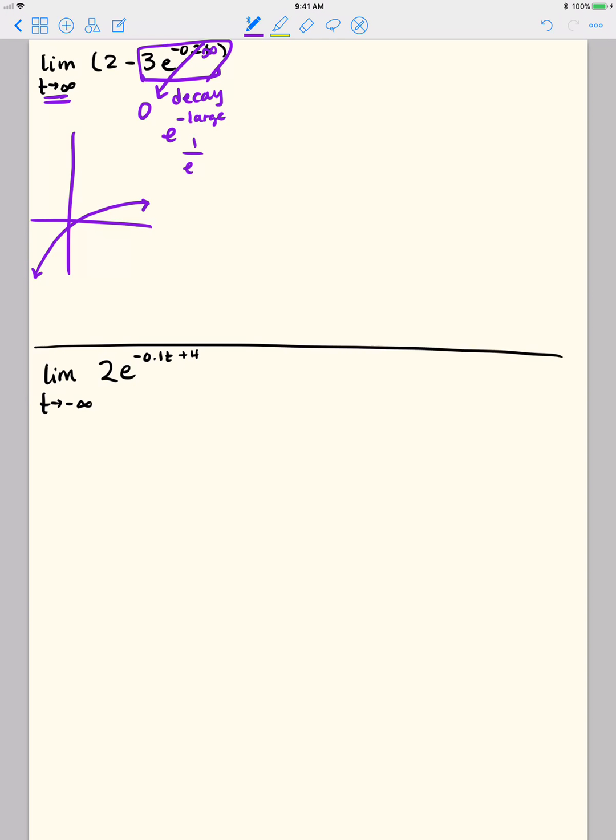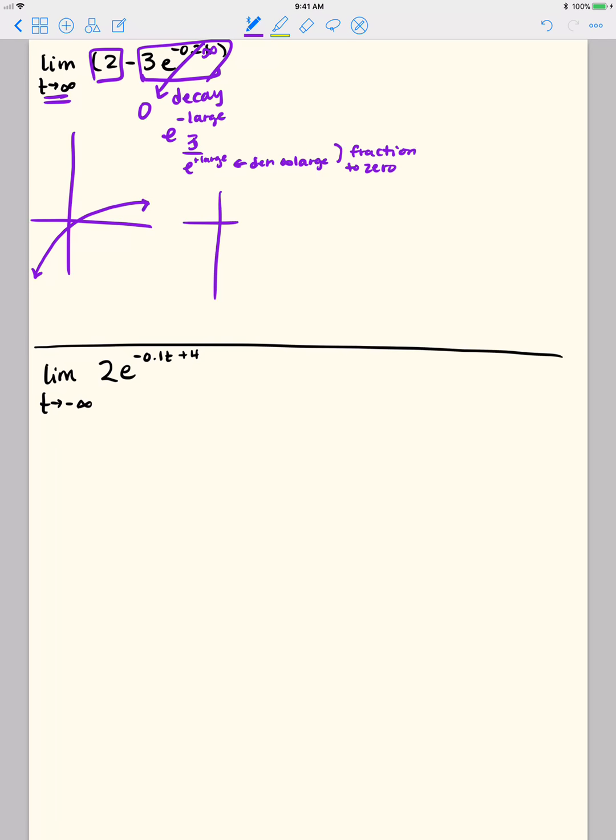over e to an infinitely large positive exponent. And as the denominator gets infinitely large, the fraction as a whole becomes 0. That's just the behavior of the way a fraction works. Or in this case, there would be a 3 up there, but still, the denominator gets huge, so the fraction itself goes to 0. So that portion of it goes to 0, and you're left with this 2 number.